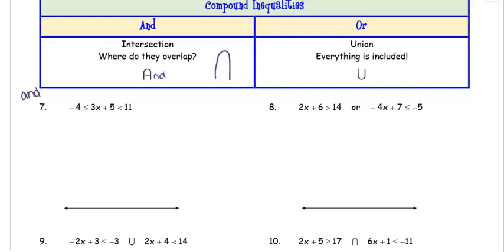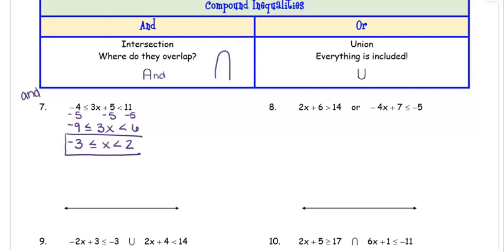Now when we've got a compound inequality like this, notice that we've got 3 places that we are dealing with. I'm still going to solve this just like I would any equation, where I'm going to undo addition and subtraction first. So I'm going to start by subtracting 5 in all 3 spots. And I'm going to see that -9 is less than or equal to 3x, which is less than 6. And then I'm going to divide by 3 in all 3 spots. -3 is less than or equal to x, which is less than 2.